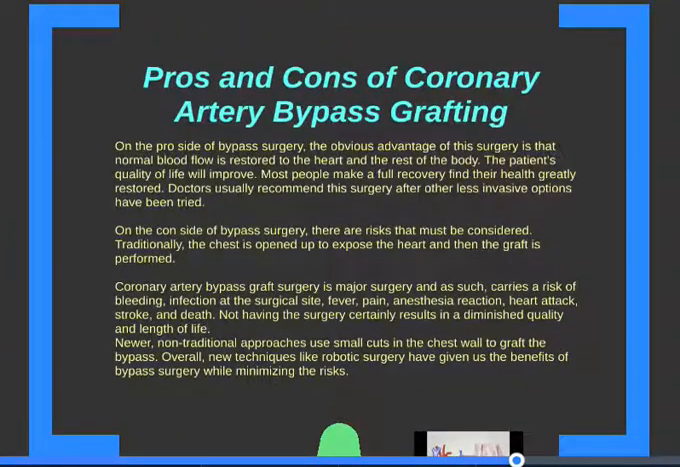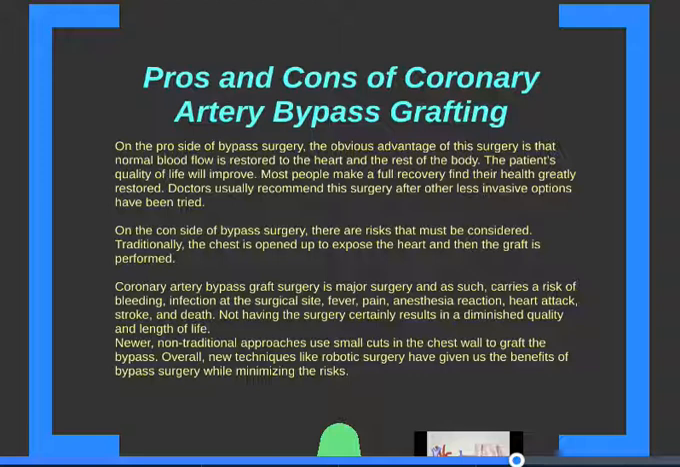Pros and cons of coronary artery bypass grafting. On the pro side of bypass surgery, the obvious advantage of this surgery is that normal blood flow is restored to the heart and the rest of the body. The patient's quality of life will be improved. Most people make a full recovery and find their health greatly restored. Doctors usually recommend this surgery after other less invasive options have been tried.